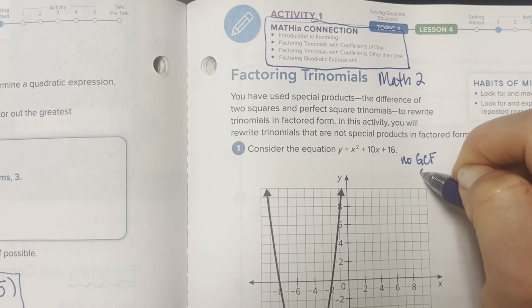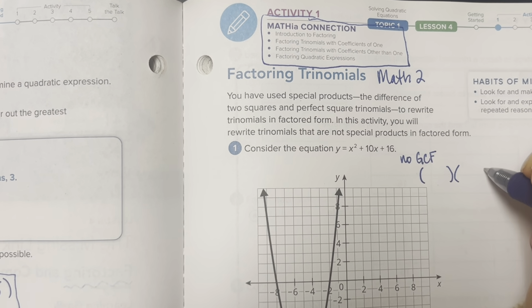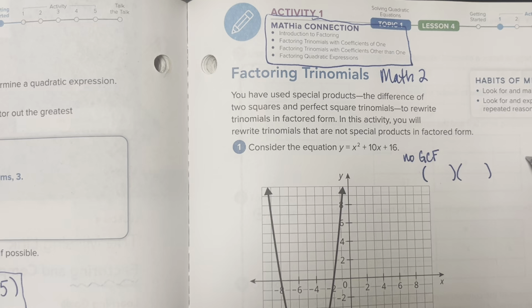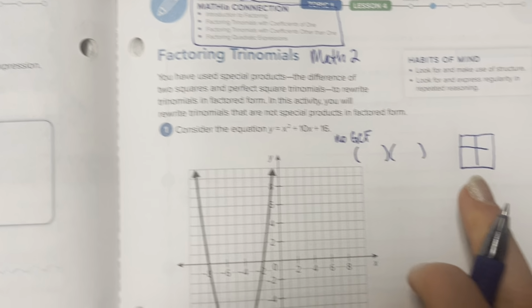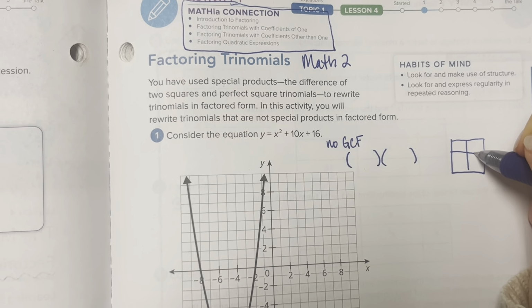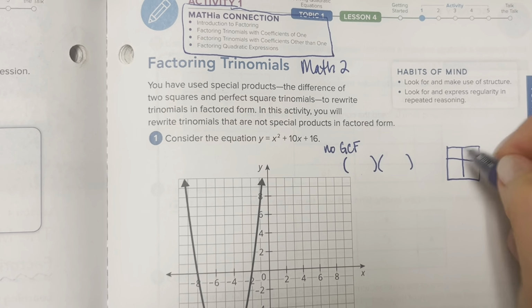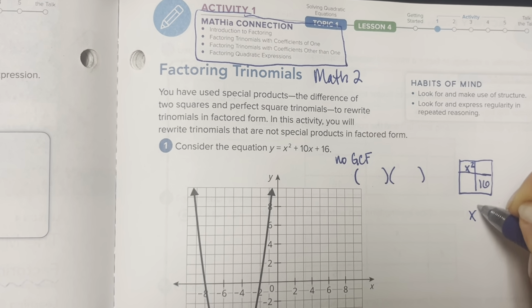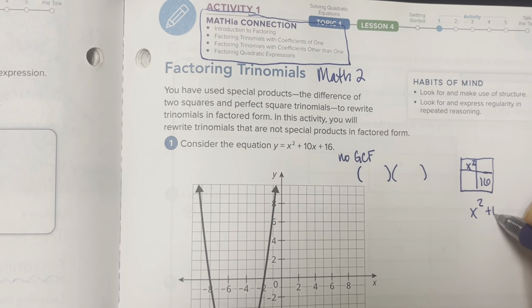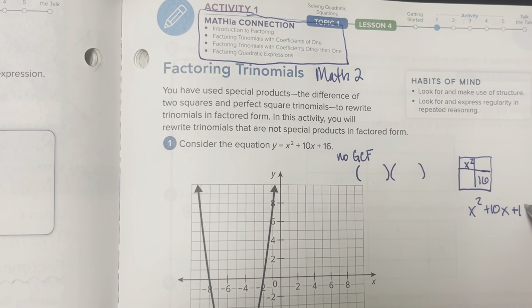Instead, since it's standard form, we are going to go backwards from what would have been on the side of the box before we did our double distributing. Remember, double distributing is when we get the x squared here and the 16 here, and then two things here to combine like terms to get this as our answer. We are now trying to go backwards.